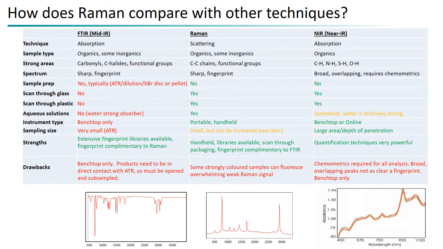For the near-infrared, the biggest drawback is the fact that you do need chemometrics for all sorts of analysis. So for doing material identification, it's certainly possible and feasible, but you often require more samples to build your library to get good, suitable results.